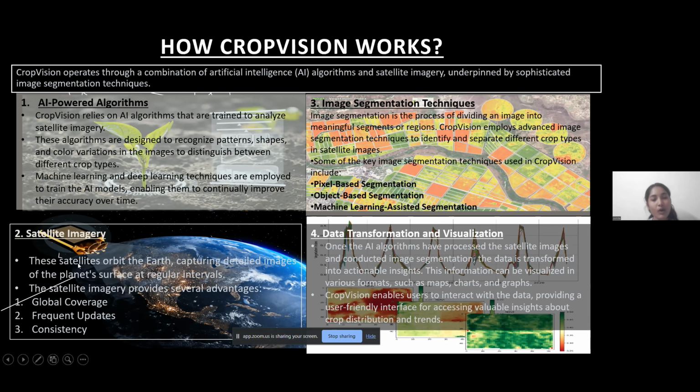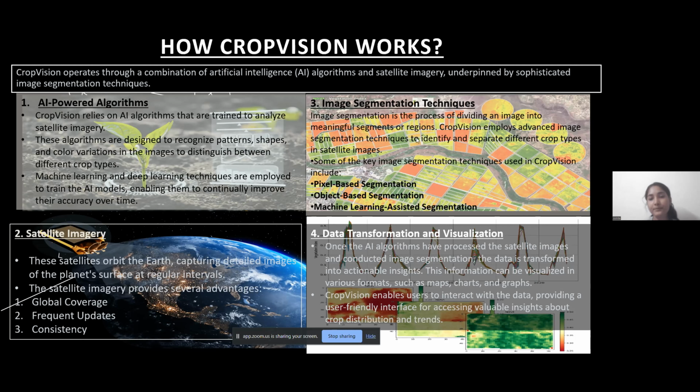These satellites orbit the Earth, capturing detailed images of the planet's surface at regular intervals. This satellite imagery provides several advantages like global coverage, frequent updates, and consistency. Then we have image segmentation techniques. Image segmentation is a process of dividing an image into meaningful segments or regions. Crop Vision employs advanced image segmentation techniques to identify and separate different crop types in satellite images.